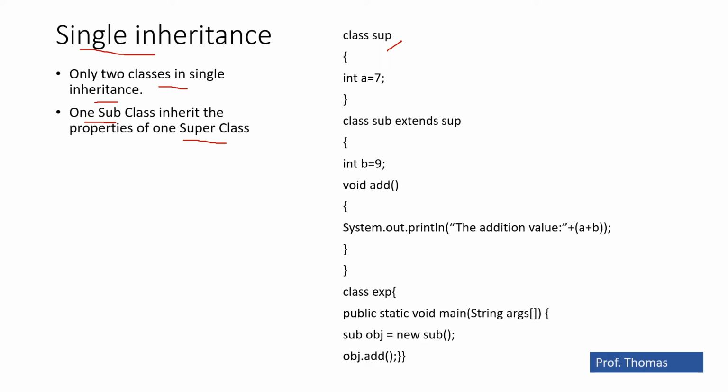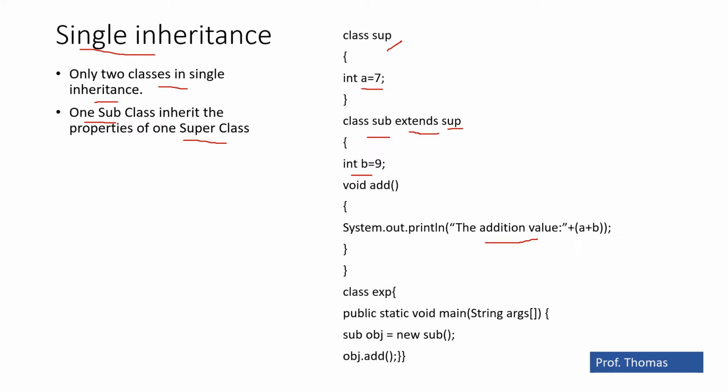For example, class Super and class Sub. The class Sub extends the properties of class Super. The class Super has a class variable a equal to 7 and class Sub has a class variable b equal to 9. The subclass adds both these values, a plus b.